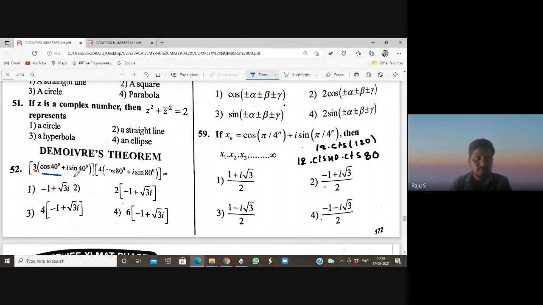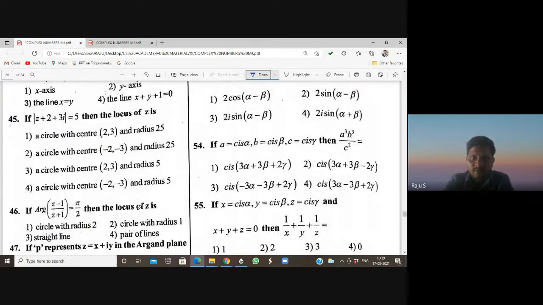So what I have done once again, for those who did not understand: this can be written as cis 40 into cis 80. Cis theta 1 into cis theta 2 is cis of theta 1 plus theta 2. So 3 into 4 is 12, cis 120. Cis 120 means cos 120 plus iota times of sine 120.